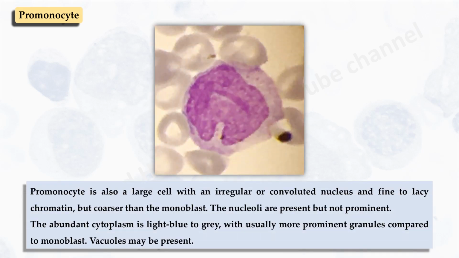Promonocyte is also a large cell with an irregular or convoluted nucleus and fine to lacy chromatin, but coarser than the monoblast. The nucleoli are present but not prominent. The abundant cytoplasm is light blue to gray, with usually more prominent granules compared to monoblast. Vacuoles may be present.